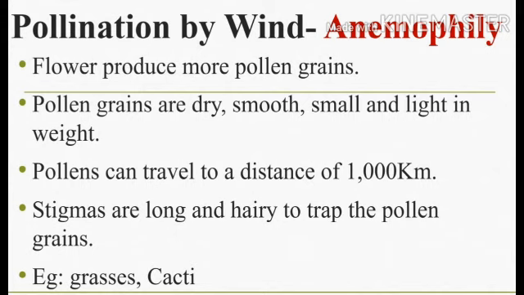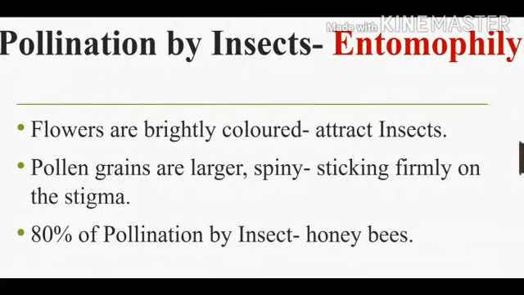So the pollen grains will come and attach to the stigmas. The stigmas will be very long and hairy for the trapping of the pollen grains, and the examples are grasses and cacti. And next is the pollination by insects, which is also called entomophily.